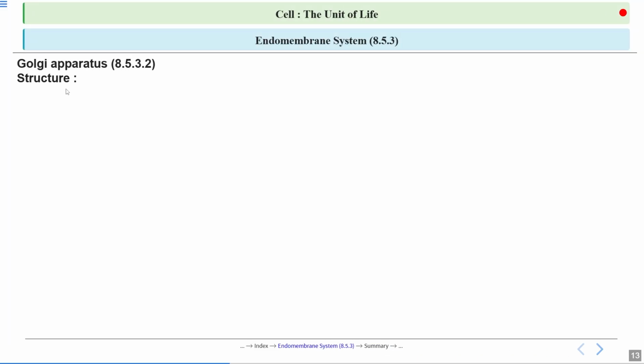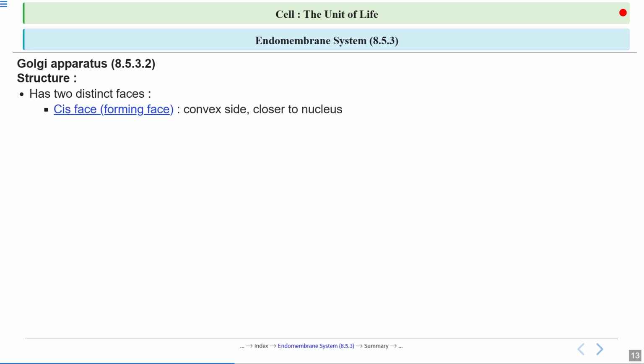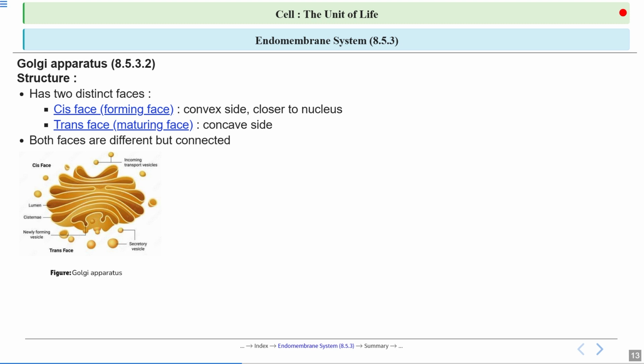Now, we were talking about the structure. It has two distinct phases, the cis and the trans phase. So, cis is basically the forming phase. This phase is closer to the nucleus. Clear? Now, trans phase is the maturing phase, and it is the concave side. Both phases are different, but they are connected to each other. So you can see in this image, one is the cis phase, another one is the trans phase.